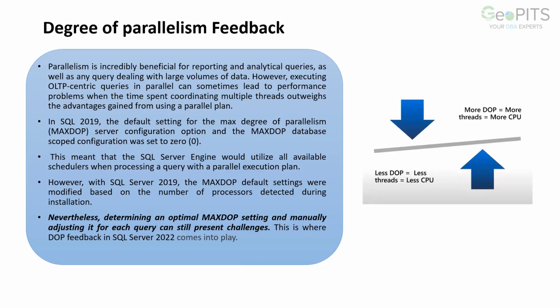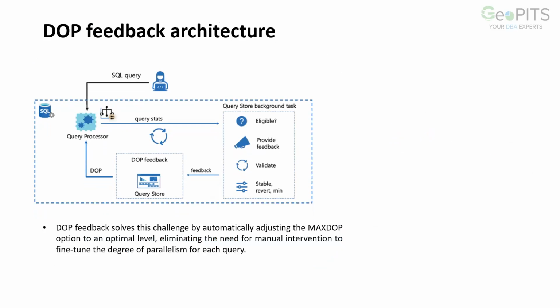More DOP, more threads equals more CPU; less DOP, less threads equals less CPU. Here is a simple architecture of DOP feedback. It gets a query from the query processor, first checks whether it's eligible, and provides feedback. Accordingly, it validates whether it should be stable or reverted, and how much feedback value should be provided to the query store. According to the query store, the plan is run on the processor, so we get faster execution.